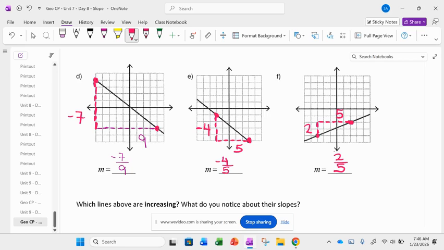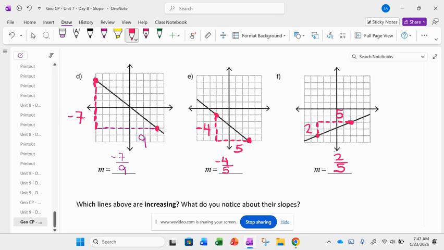So this means the line is decreasing, the line is decreasing, the line is increasing. So decreasing means it goes down, increasing means it goes up from left to right. Well, do you notice something in common between the two lines that are decreasing versus the line that is increasing? About their slopes, I should say. Do you notice something that the two lines that are decreasing have in common? They're both negative. That's not a coincidence.